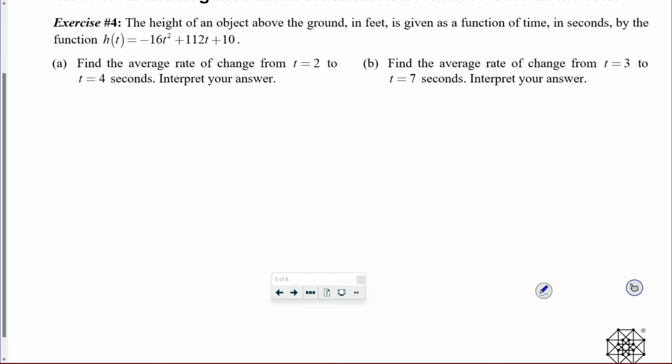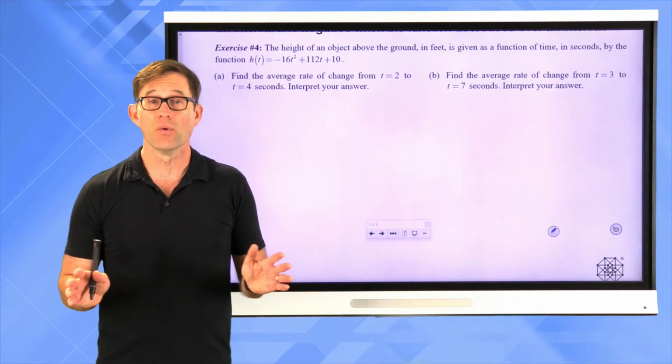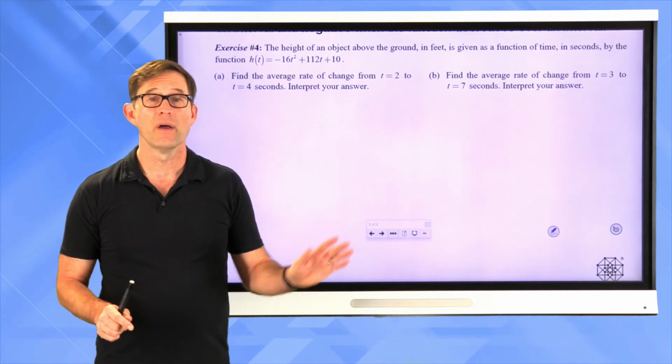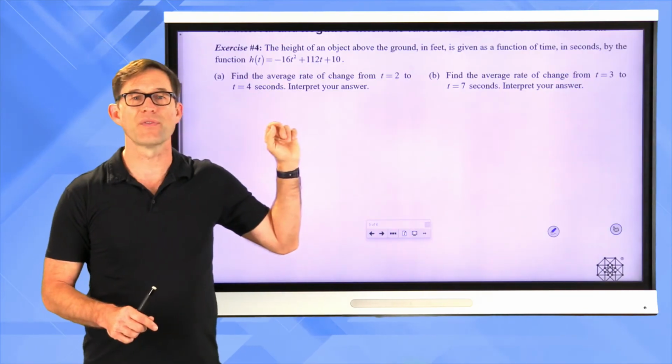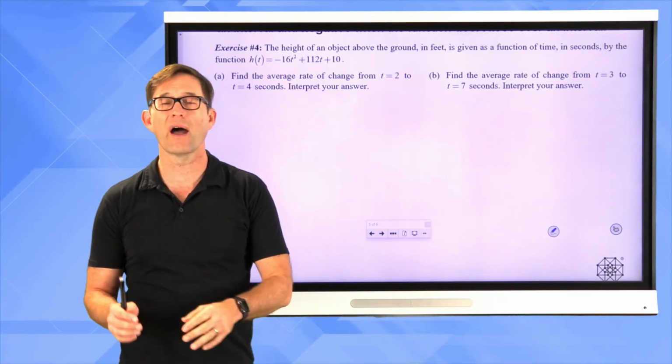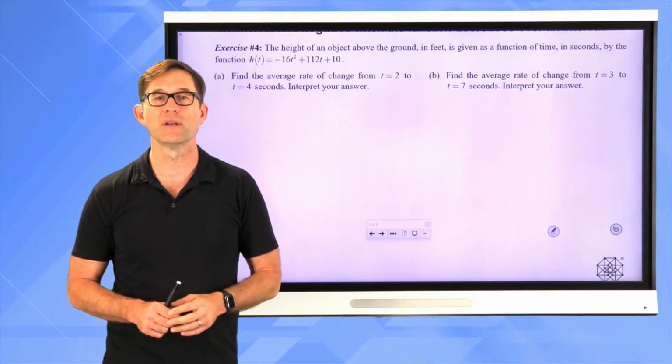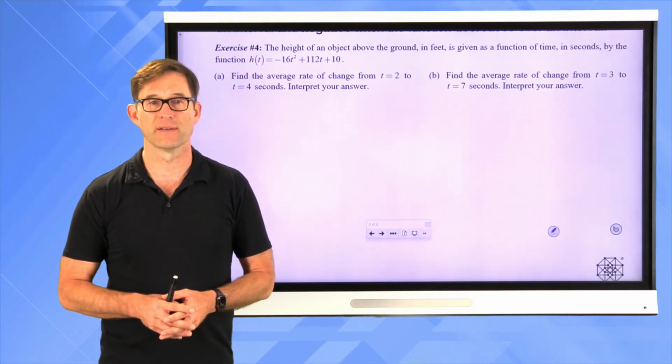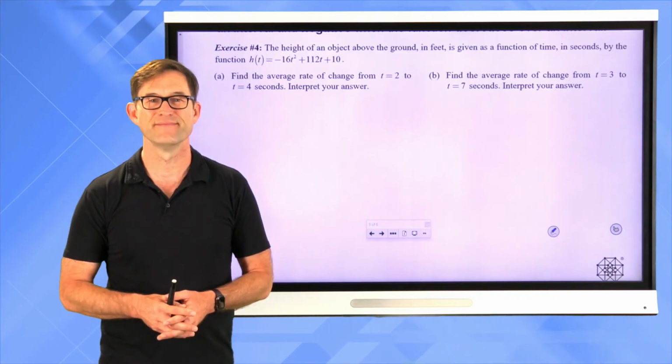The height of an object above the ground in feet is given as a function of time in seconds by the function h of t equals negative 16t squared plus 112t plus 10. Letter A, find the average rate of change from t equals 2 to t equals 4 seconds. Interpret your answer. All right, so what I'd like you to do is pause the video now, figure out what the height is after 2 seconds, what the height is after 4 seconds, find the change in height, change in time, do the division, and then try to give an interpretation of your answer. Pause the video now and go ahead and do that.